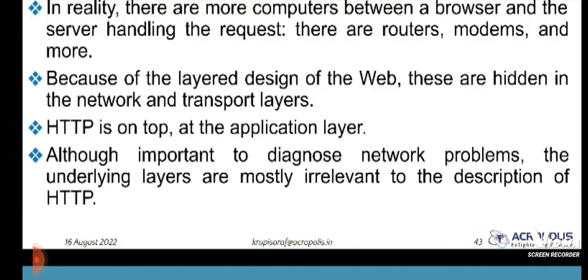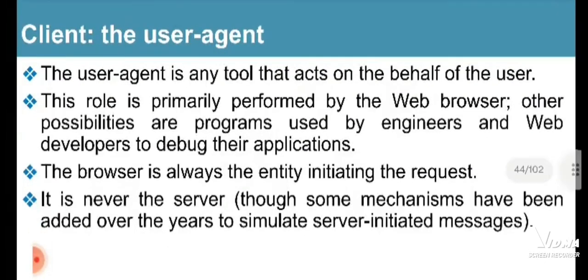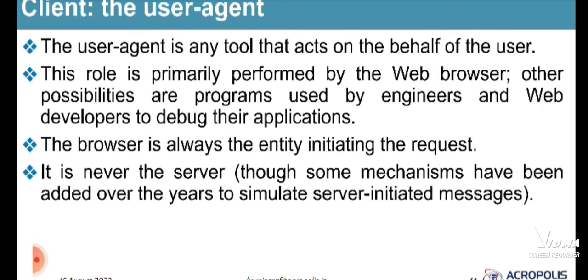Although important to diagnose network problems, the underlying layers are mostly irrelevant to the description of HTTP. The client, the user agent, we will see about this now. The user agent is any tool that acts on behalf of the user. This role is primarily performed by the web browser. Other possibilities are programs used by engineers and web developers to debug their applications. Debugging applications is a very useful task done by HTTP protocols as a client user agent.